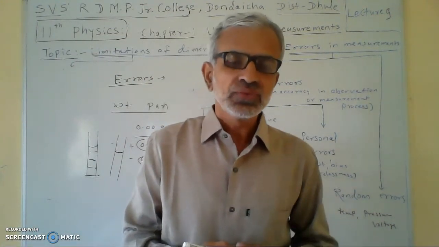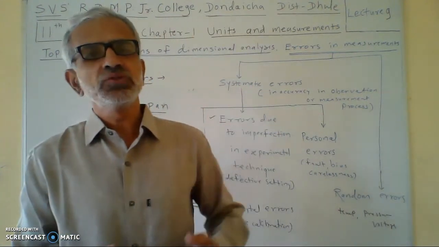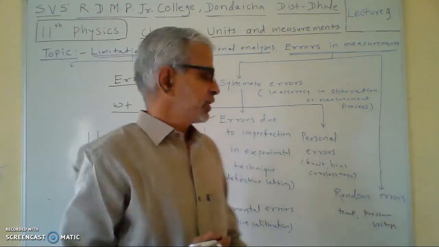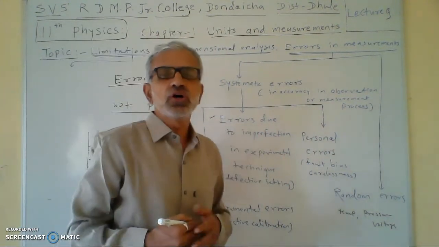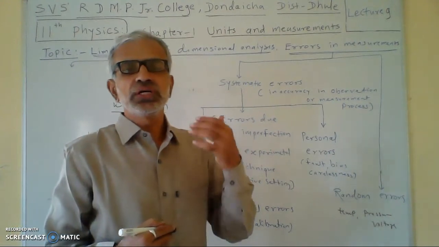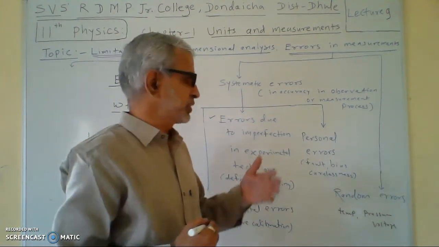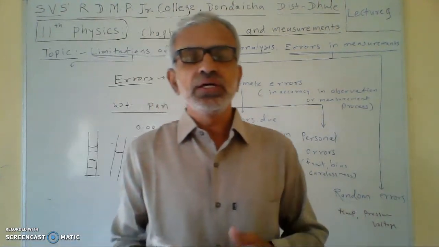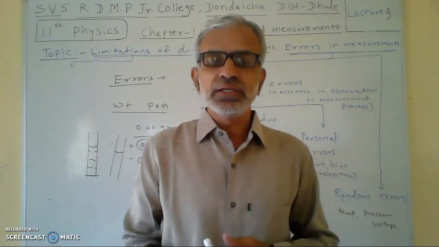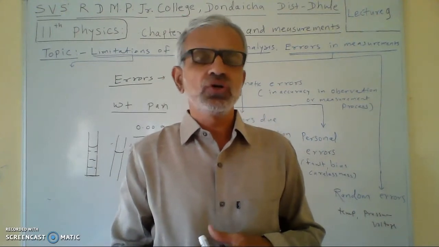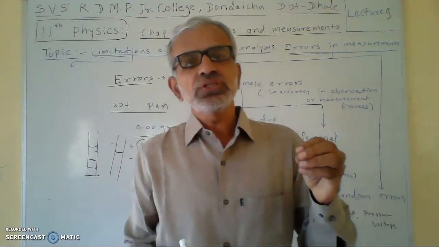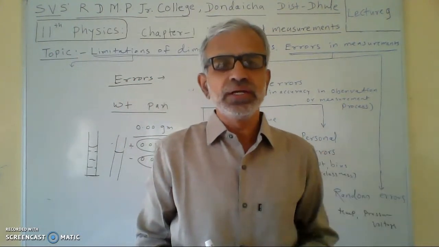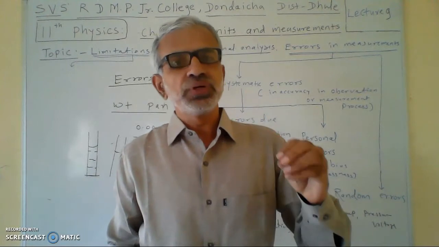Now there is a third type of error, which is personal error. Personal error is caused due to fault of the person. Also, because of the bias of the person or carelessness of the person, that error will be caused, and that error is called a personal error. So the error which is caused due to the person doing the experiment is a personal error.